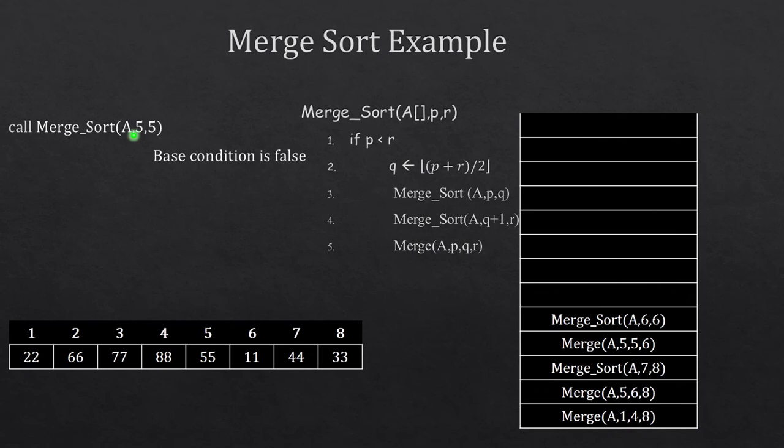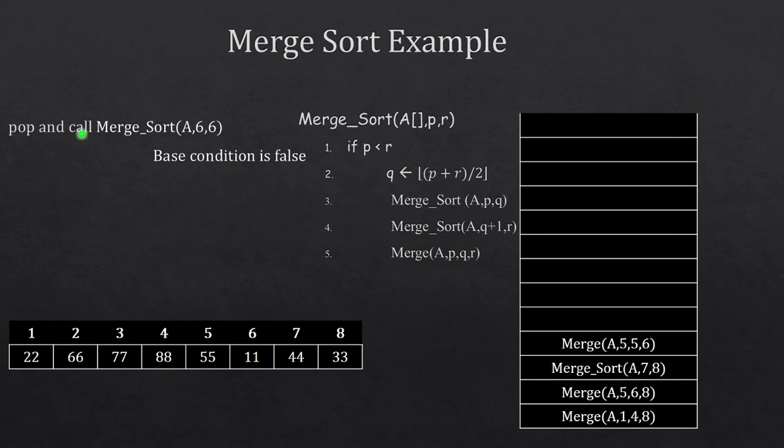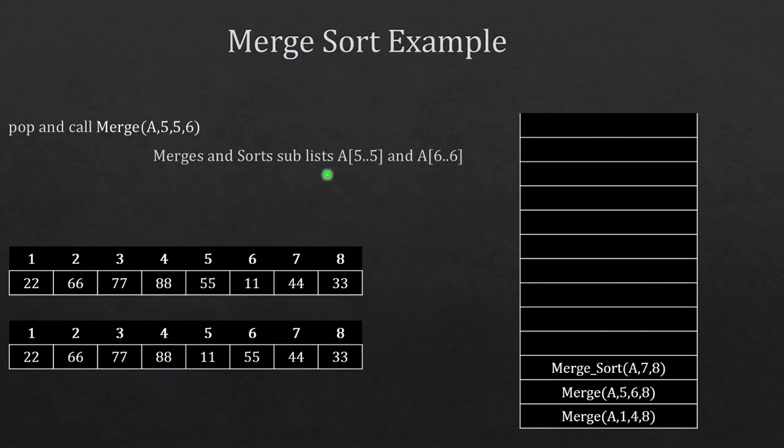Here a comma 5, the base condition is false. So this will be executed. So pop and call merge sort a comma 6 comma 6, there also the base condition is false. So this merge of a comma 5 comma 5 comma 6 will be executed. It will merge and sort sublist a of 5 to 5 and a of 6 to 6. A of 5 to 5 will contain only one element and a of 6 to 6 will contain only one element. So this 5 and 6 will be merged: 11, 55. The next call will be merge sort of a comma 7 comma 8.